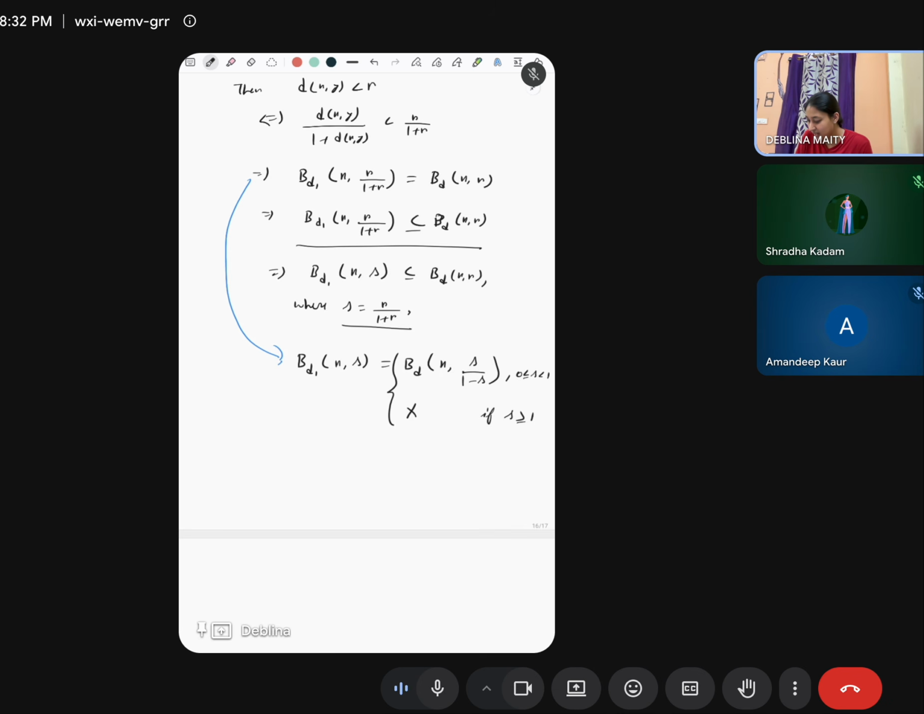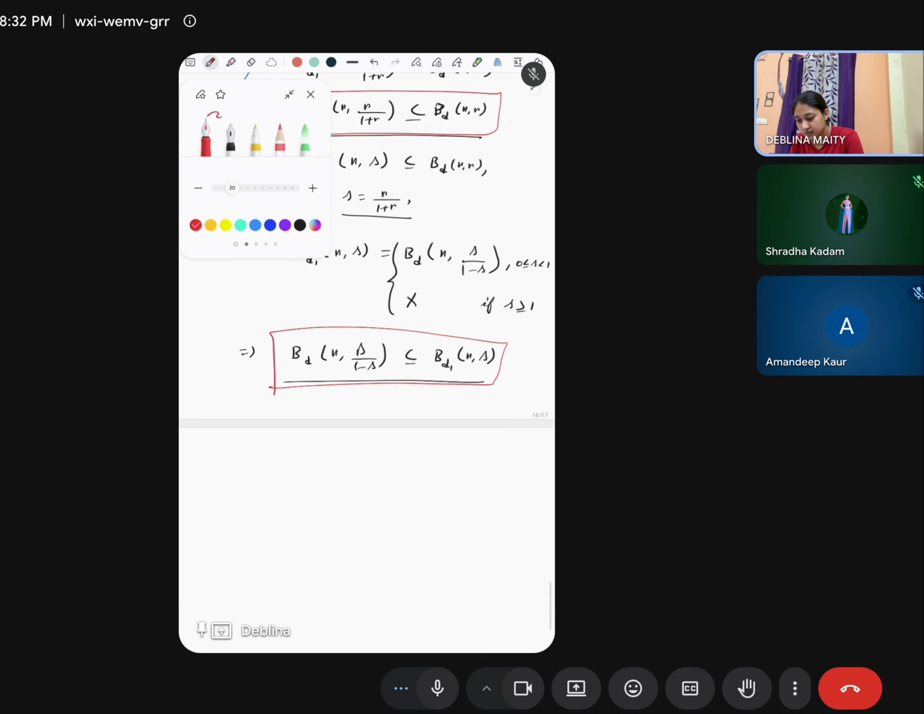So this also implies that if you are taking B_d1, then B_d(x, s/(1-s)) is contained in B_d1(x, s), right? So from these two, we can say that d1 and d are equivalent. So d1 and d are equivalent.